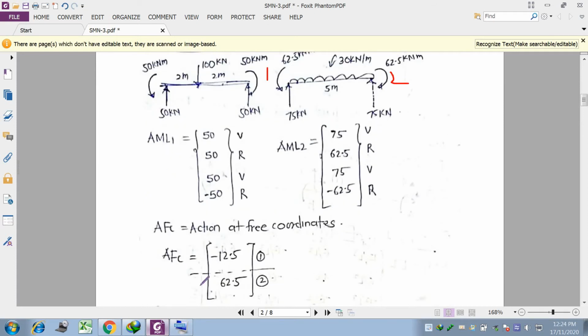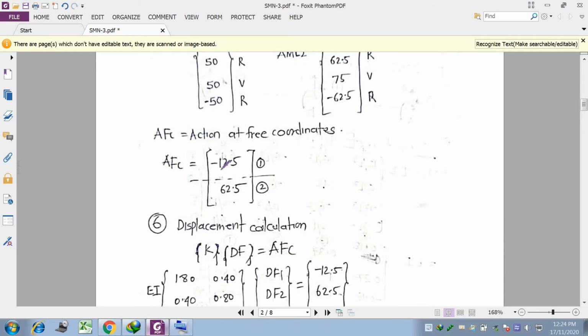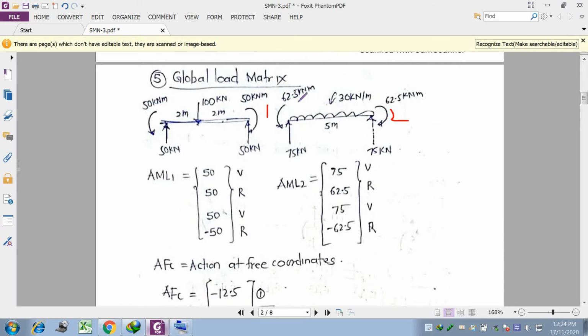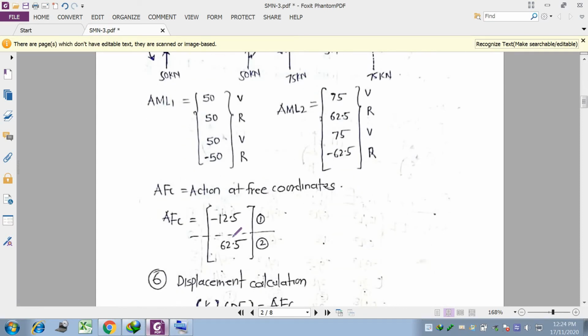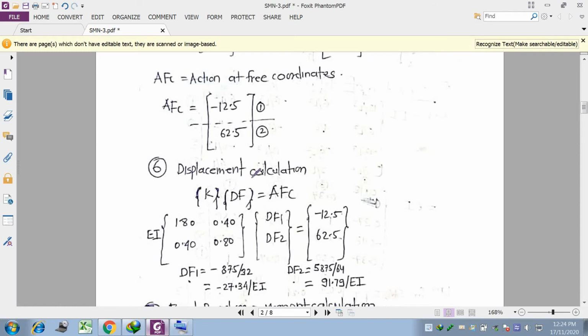And this is not a matrix. So whatever summation you get, you have to write the sign convention the same as you obtained in the original case. So 50 minus 62.5, the answer becomes minus 12.5, and here clockwise 62.5 as it is. Now the calculation of the displacement.